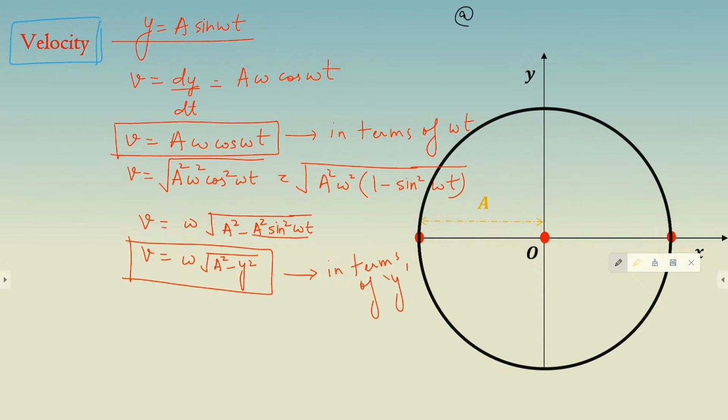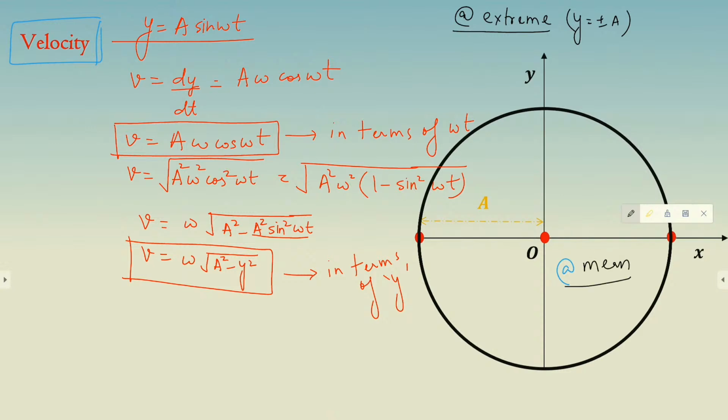So, at extreme, wherever I write extreme, I will write y is equal to plus or minus a, isn't it? That is the point of extreme. And wherever I write mean, at mean, y will be always 0, isn't it? Because we know displacement is 0 at the mean position and displacement is plus or minus a at the extreme position. Okay, we will put in this velocity equation.